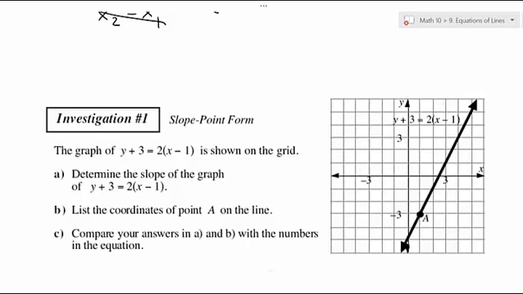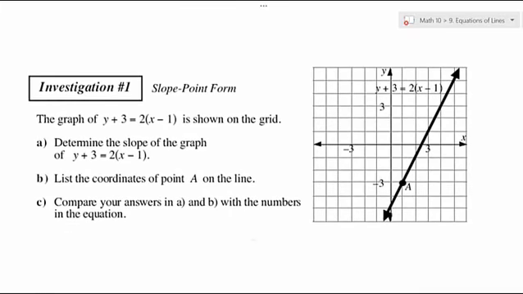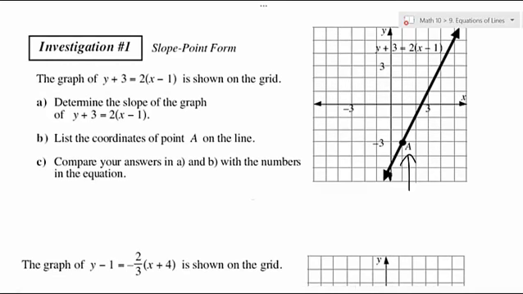So here's a little investigation. We've got a graph here. It's y + 3 = 2(x - 1). What I want you to do is to determine the slope of the graph and then list the coordinates of point A, which is right here. And then I want you to compare. Press pause now.